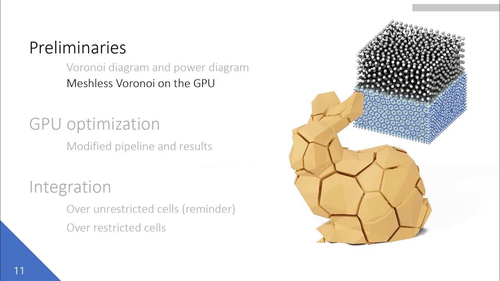For our application, we do not need the combinatorial structure of the diagram since our goal is to compute an integral over the domain. It allows us to use a very lightweight data structure, taking full advantage of the GPU computing power. Thus, in 2018, we created meshless Voronoi on the GPU.